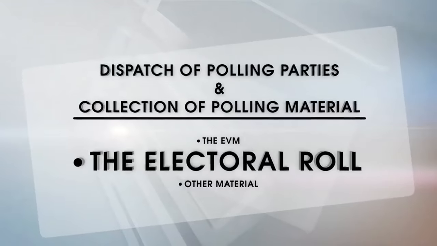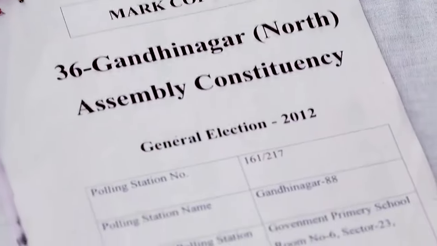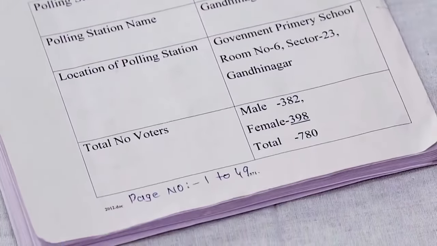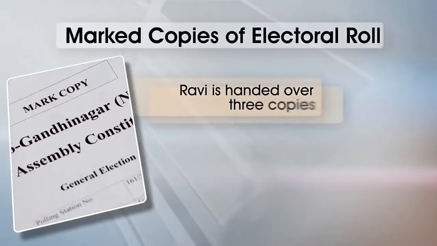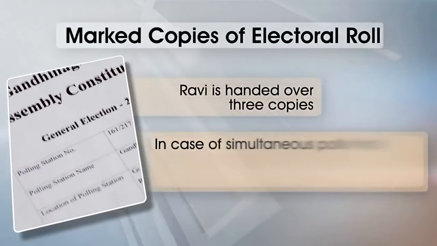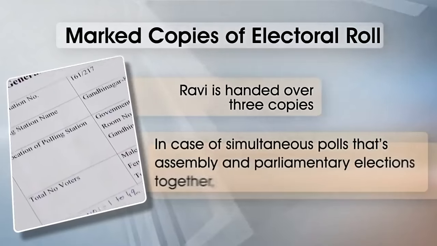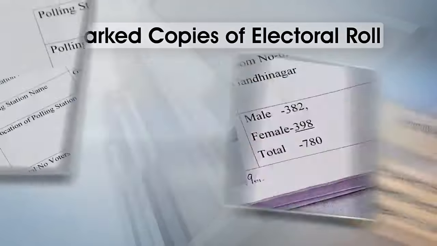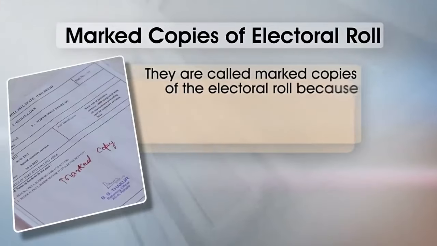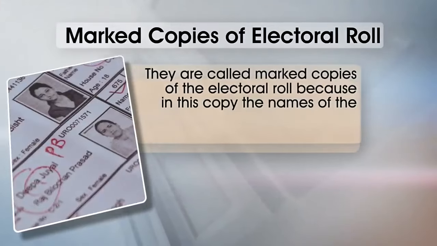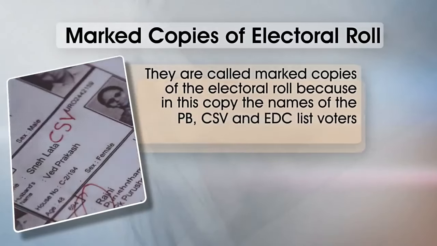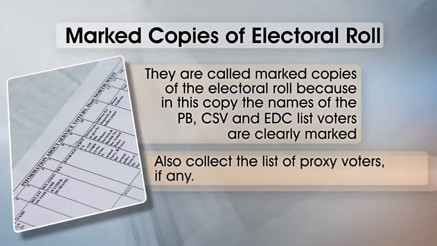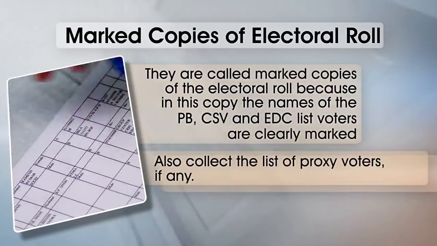The electoral roll. The marked copy of the electoral roll is the most important polling document for a PRO and his team. Ravi is handed over 3 copies. In case of simultaneous polls, that's assembly and parliamentary elections together, this will be 5 copies. They are called marked copies of the electoral roll because in this copy, the names of the PB, CSV and EDC list voters are clearly marked. Also, collect the list of proxy voters, if any.